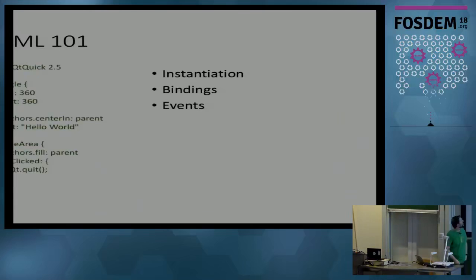So I just wanted to show you that all these things starting with a capital letter, like Rectangle, followed by curly braces, and Text and MouseArea, those actually instantiate an element. So that's your opening tag, basically, and then the other one is your closing tag. So that creates an object on the C++ side, or an object instance. And then all these assignments, like width 360, height 360, these are actually bindings.